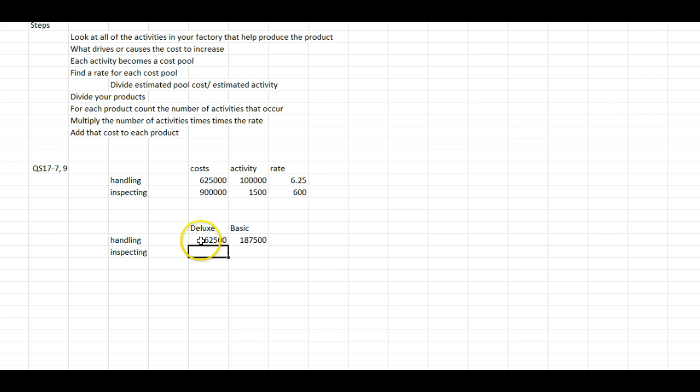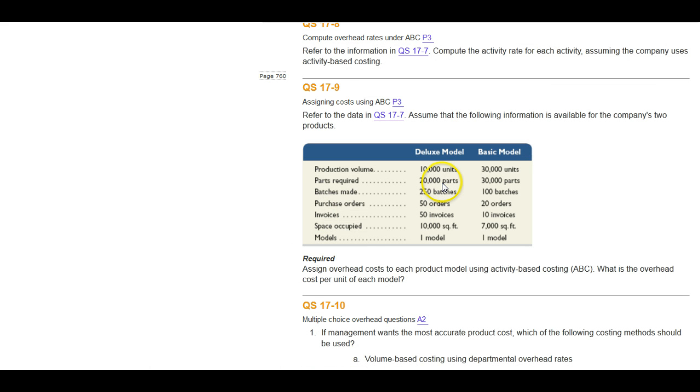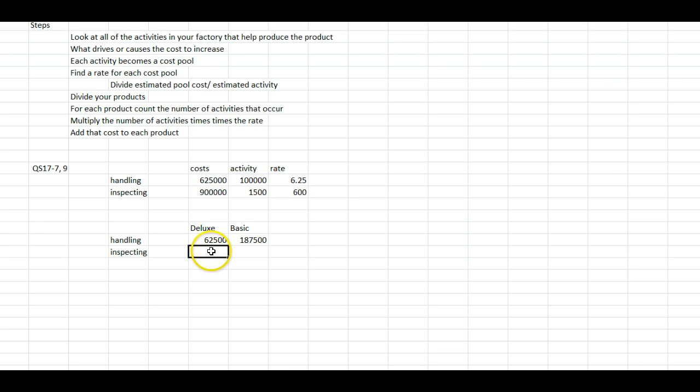Okay, let's take a look at inspecting. So this would be part of our overhead cost for those 2 products. So in inspecting, we had batches. Oops, I did units. I hope that's okay. Let's make that first one units. So batches here, we've got 250 and 100 for the basic. Let's go back there to our spreadsheet and go with 250 and 100.